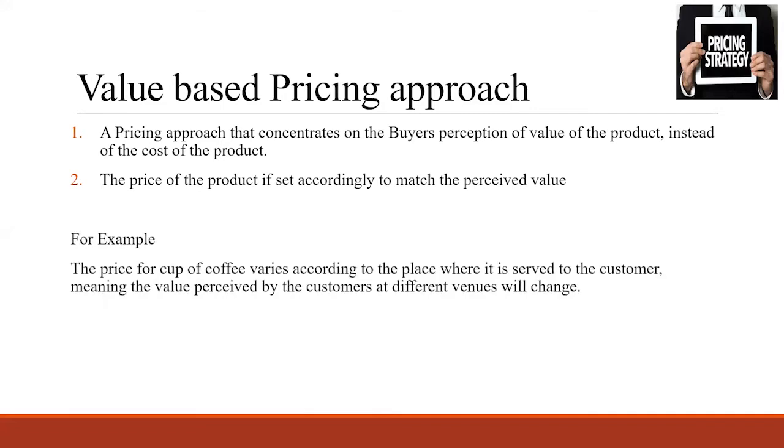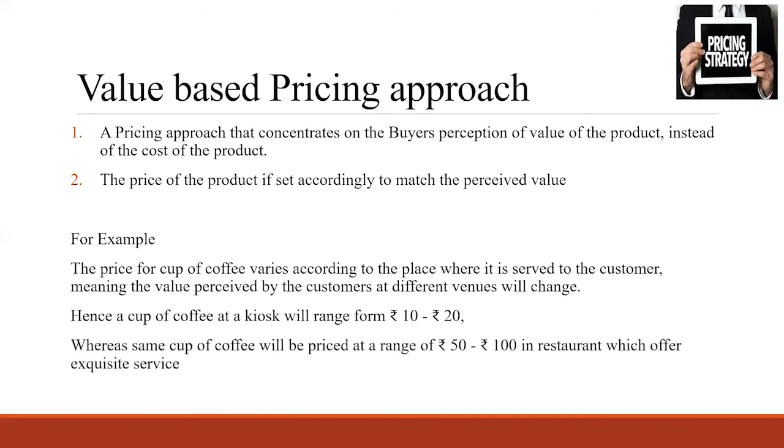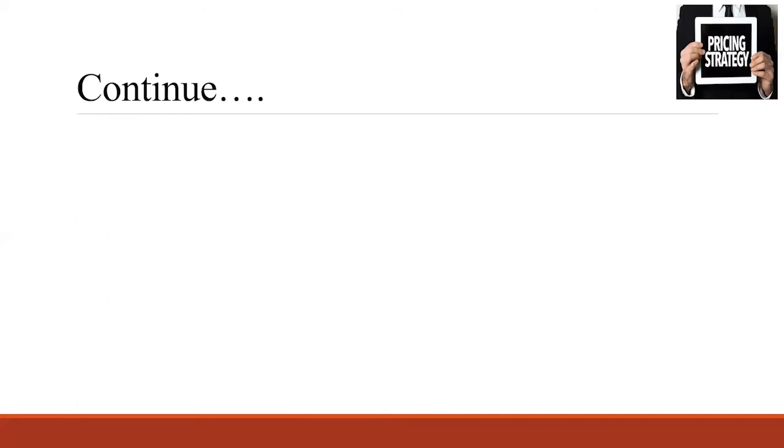For example, the price of a cup of coffee varies according to the place where it is served to the customers, meaning the value perceived by the customer at different venues will change. Hence, a cup of coffee at a kiosk will range from 10 to 20 rupees, whereas the same cup of coffee will be priced in the range of 50 to 100 in restaurants which offer exquisite services. That's how a value-based pricing approach works.